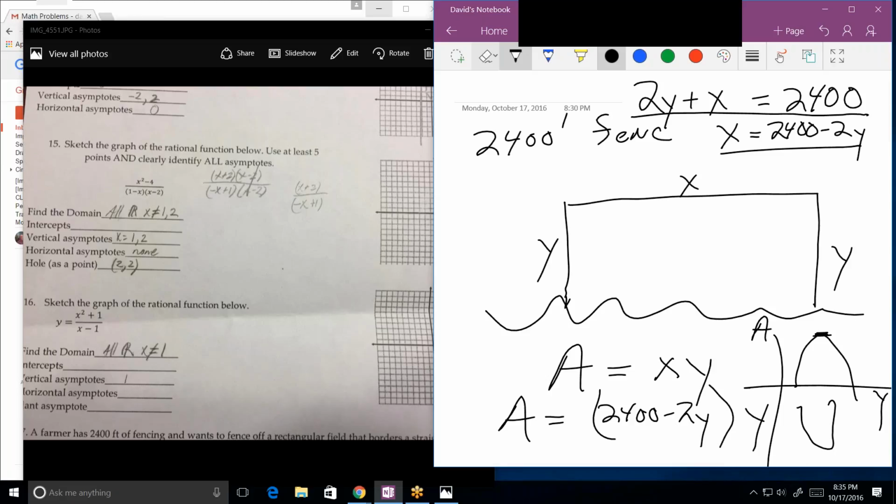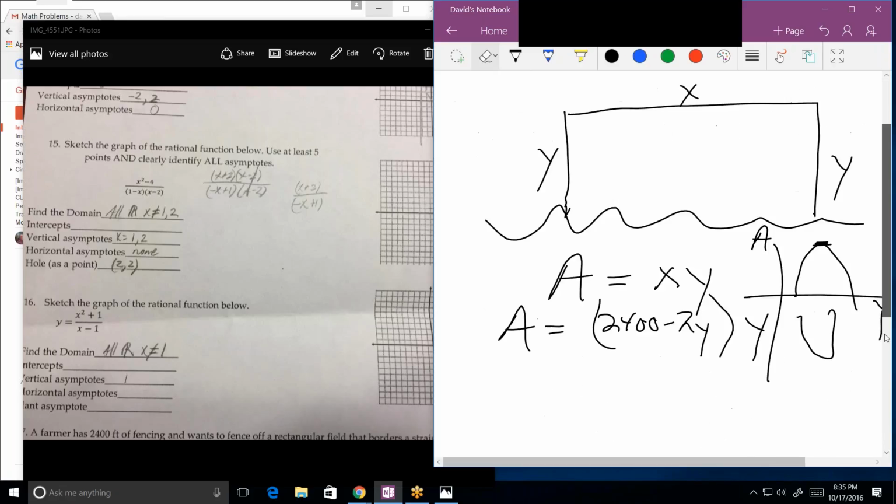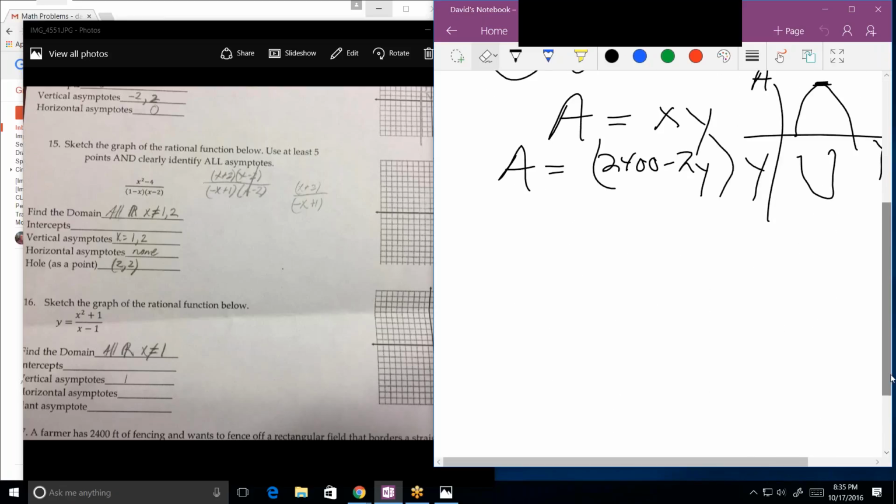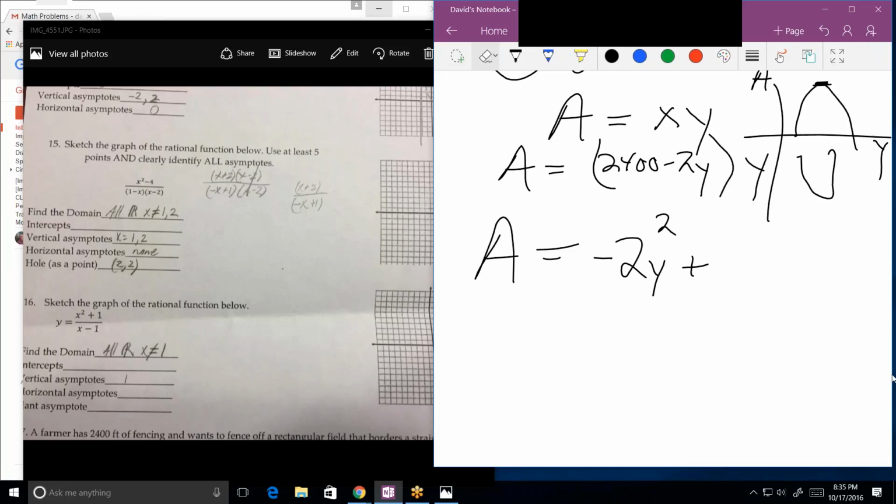Now, the question is, how do we figure out the maximum? So my area function, if I multiply these two things together, I get, I'm going to put the big one first, minus 2y squared plus 2400y. Well, that's a parabola, and I want to know where the vertex is. Isn't that negative b over 2a? Beautiful.